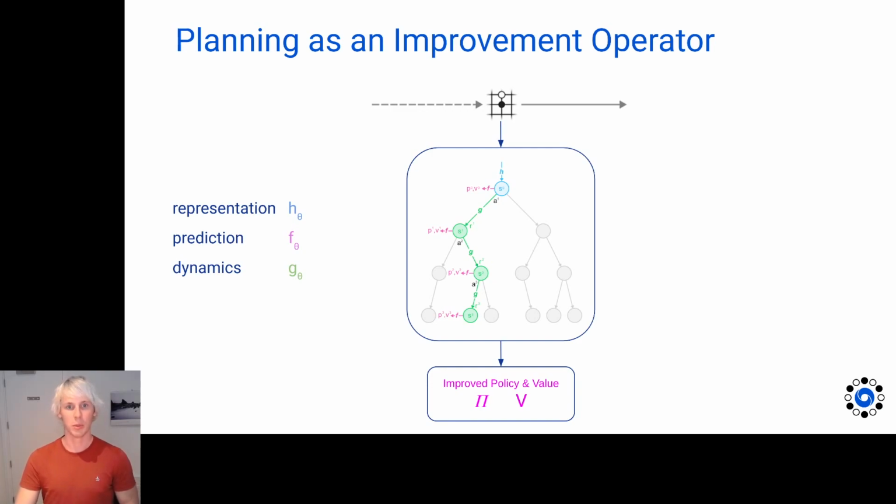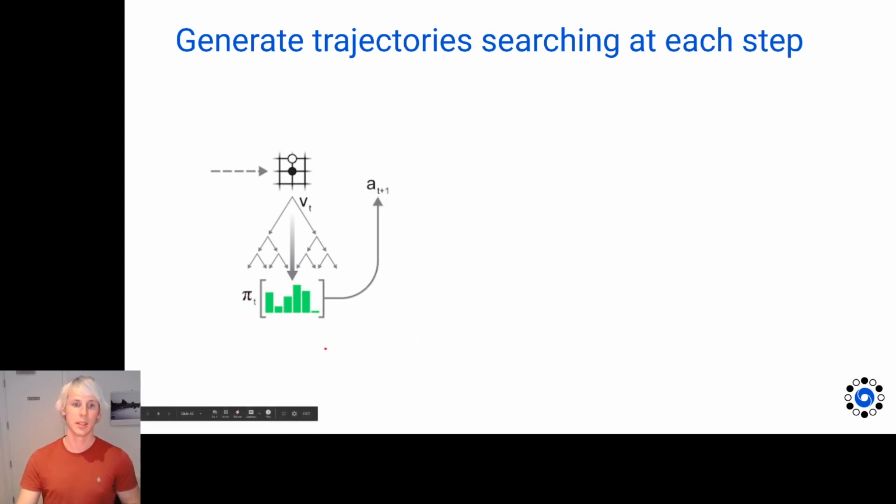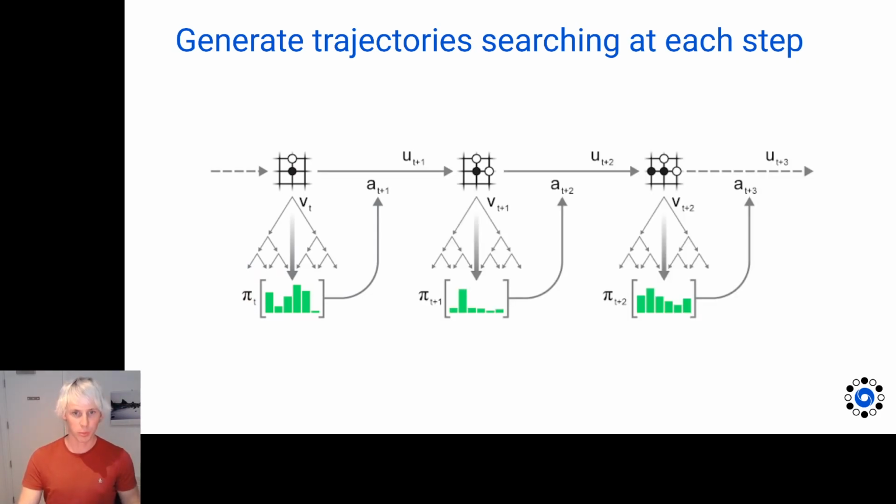So let's talk a little bit more about this. Now that we have the search procedure, of course, we can also repeatedly apply it, generate some search statistics. We can select an action from those search statistics proportional to the visit counts in the search. We can apply the action to the environment, and then we can repeatedly apply this procedure until we've played the whole game. We've generated the whole trajectory of experience.